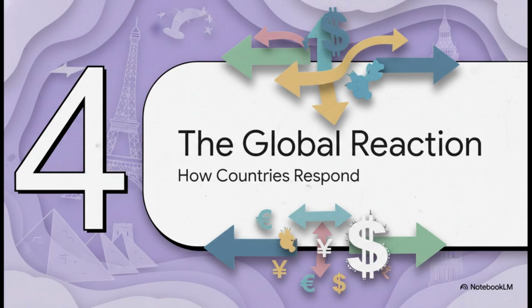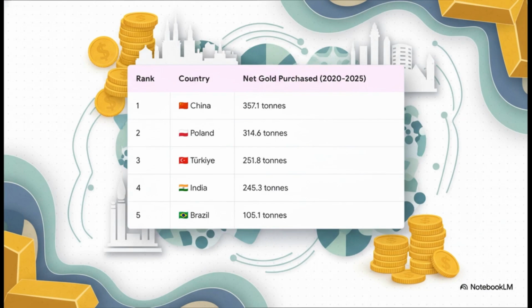And you better believe other countries around the globe are watching and reacting. So what are they doing? Well, a lot of central banks, especially in places like China and Poland, are looking at all this and deciding to diversify. They don't want all their eggs in the US dollar basket, so they've been buying up gold like crazy, seeing it as a safer, more neutral place to store their wealth.